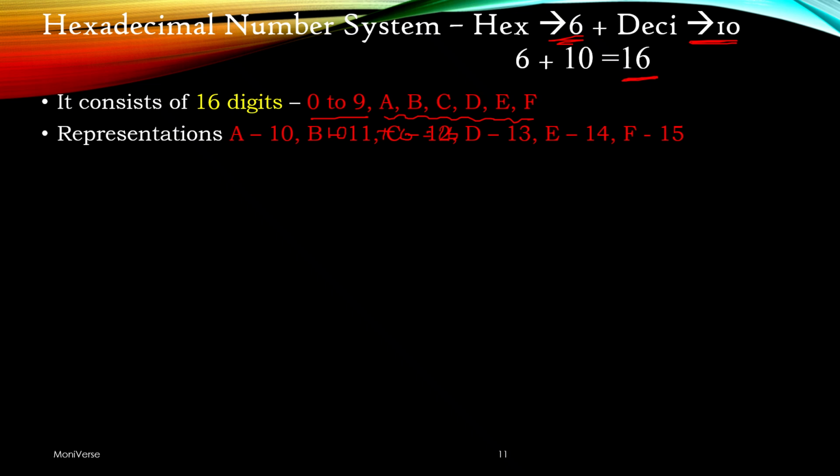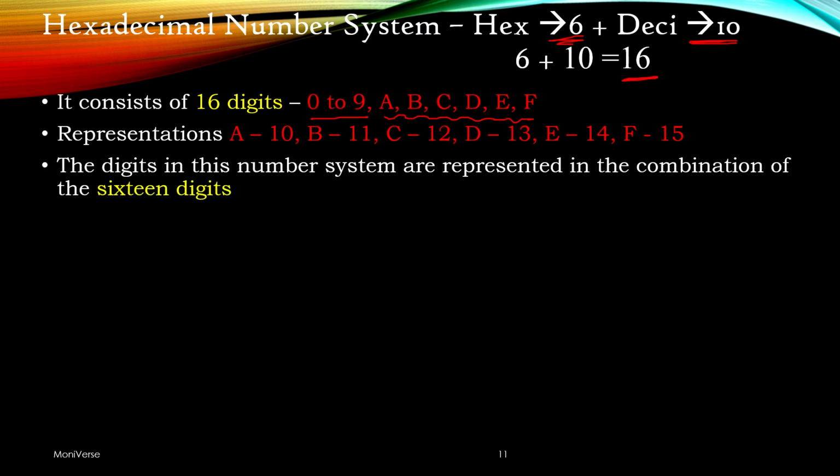For A, it is 10. And for B, it is 11. C, it is 12. D is 13. E is 14. And F is for 15, right? So all the numbers which are represented for hexadecimal will be a combination of these 16 numbers.